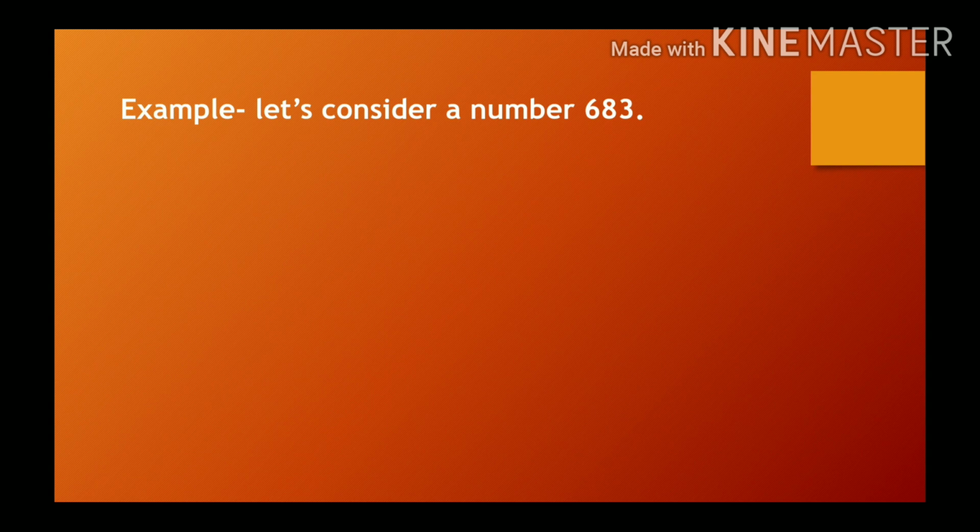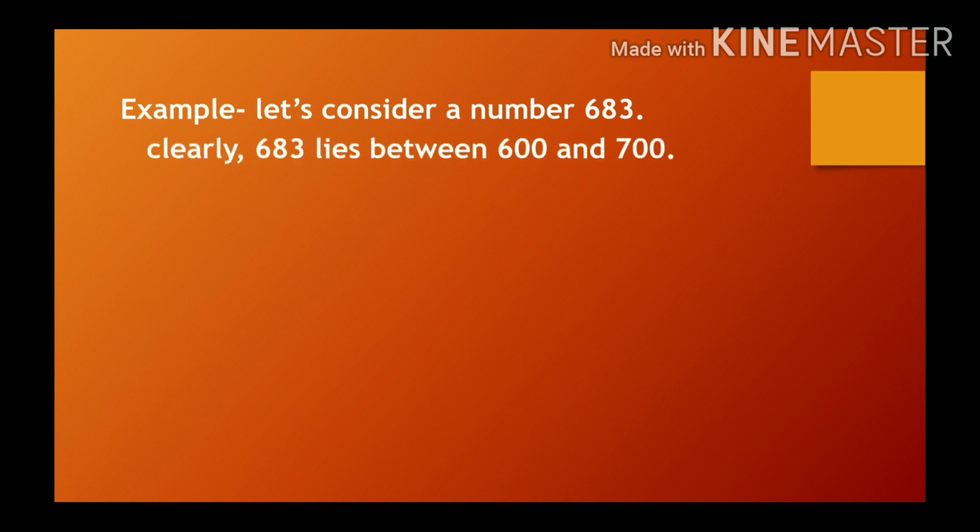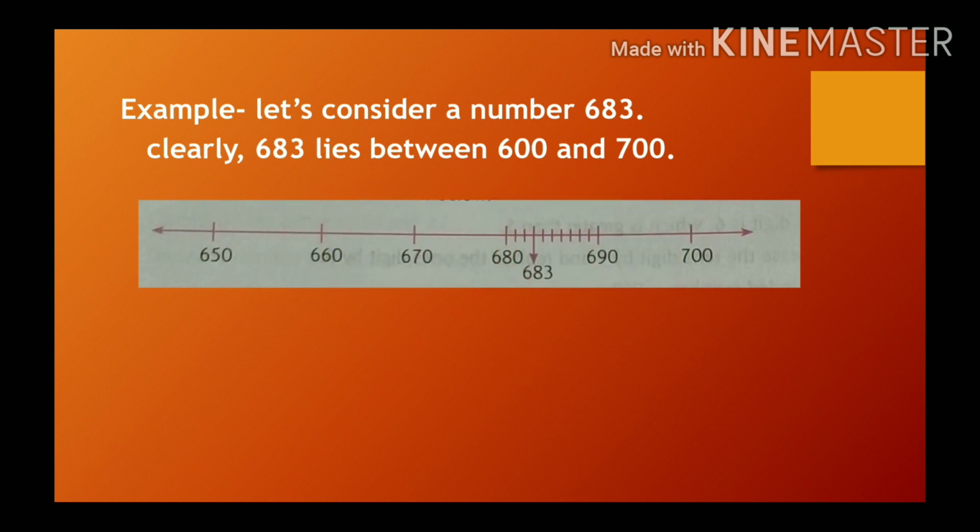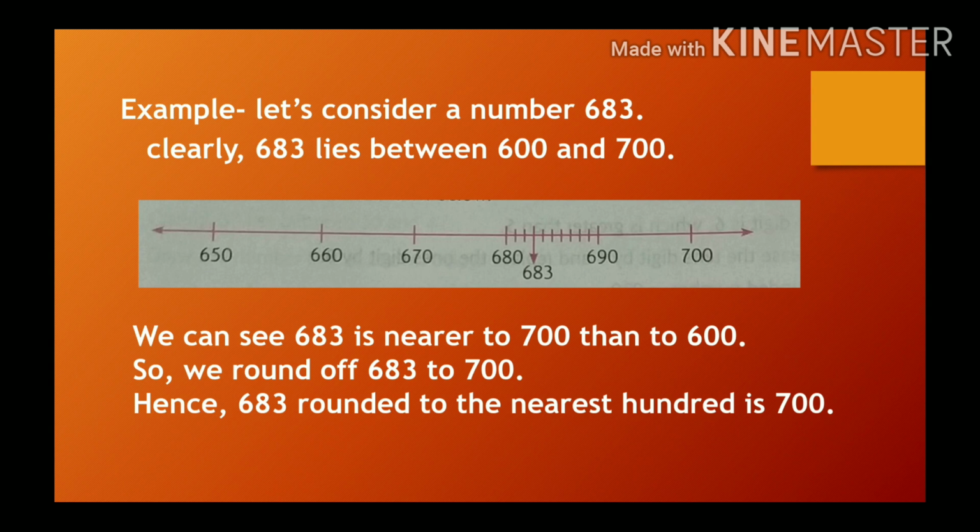So first, let's consider a number 683. Clearly, 683 lies between 600 and 700. You can see in this picture, 683 is nearer to 700 than to 600. So, we round off 683 to 700. Hence, 683 rounded to the nearest 100 is 700.